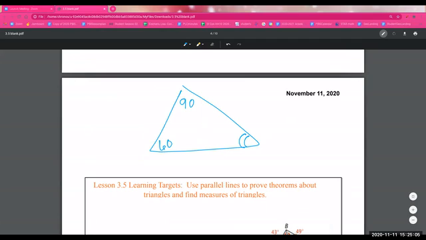Well, if you know two of them, then you can figure out the third, because what did the three have to add up to? 180. So 180 minus, you can add those together, 90 plus 60, or you can say minus 90 minus 60. To subtract both of those, you would get 30. Okay, so that's how we're going to use this.